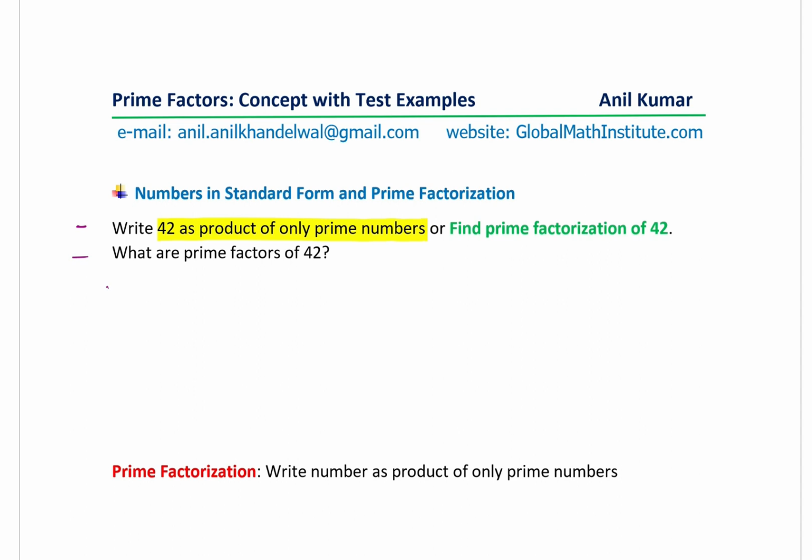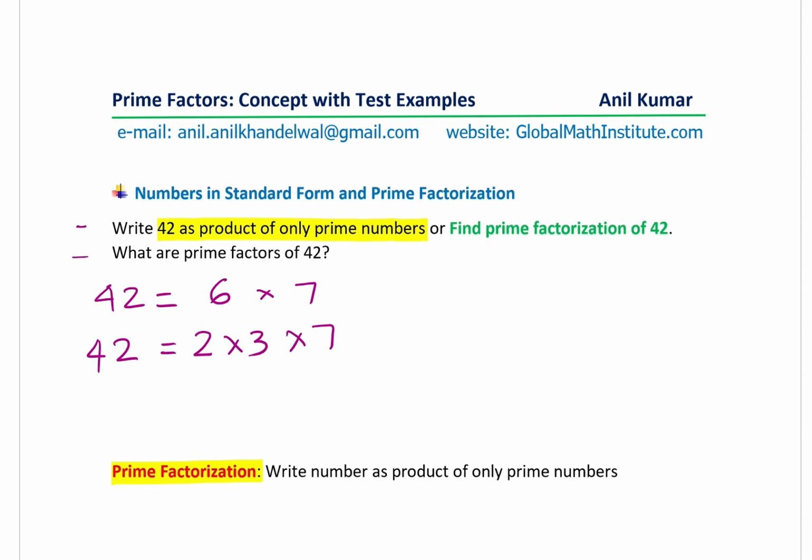We have 42, right? So we could write 42 as product of two numbers, 6 times 7. 6 can be written as 2 times 3, and then we have 7. So we have written 42 as product of only prime numbers. Do you see that? This process is called prime factorization. So here is what we are saying what prime factorization is. Prime factorization is to write number as product of only prime numbers. So we wrote 42 as only product of 2, 3 and 7, which are all prime numbers. Perfect. You get an idea?